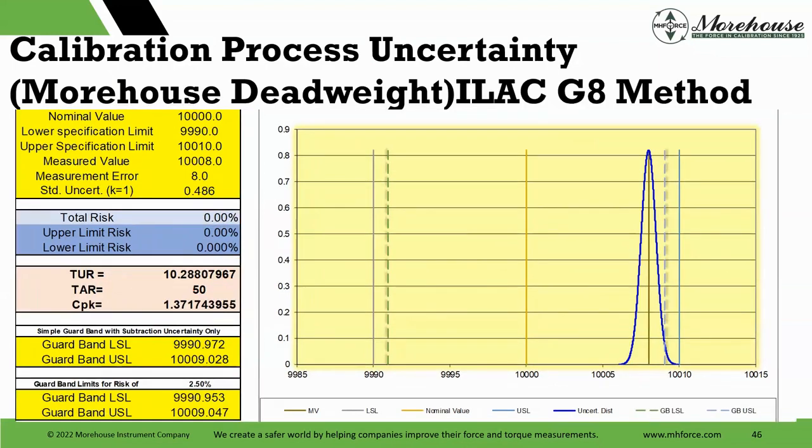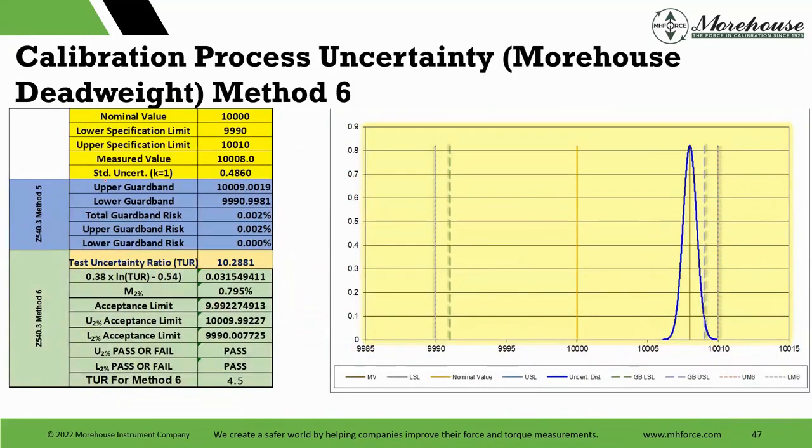So another lab, this is using the ILAC G8 method versus method 5, still 0 uncertainty. It's a little more conservative. Method 6, Morehouse dead weight. Still making a decision to pass. I don't love method 6. Should have removed that slide.